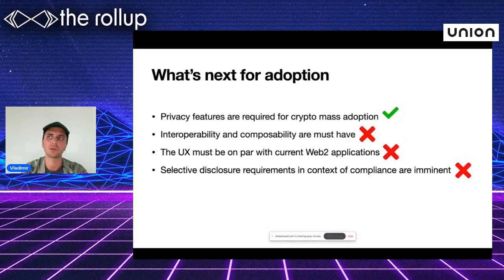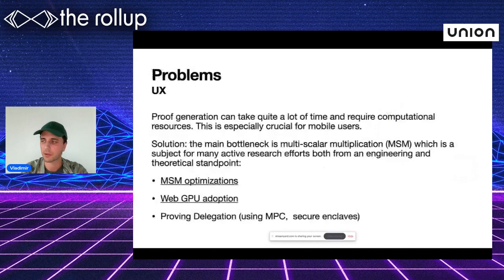Basically, we want these private applications to be able to cooperate with other applications and institutions. The UX must be really good for users to move from Web2 applications to crypto. And also there is a gray zone right now on whether we have to disclose some information about these transfers or not. So some more details about these.